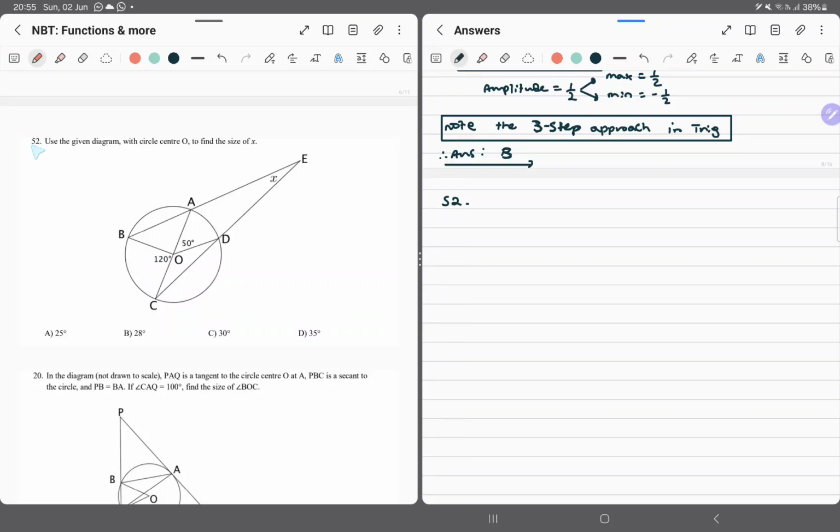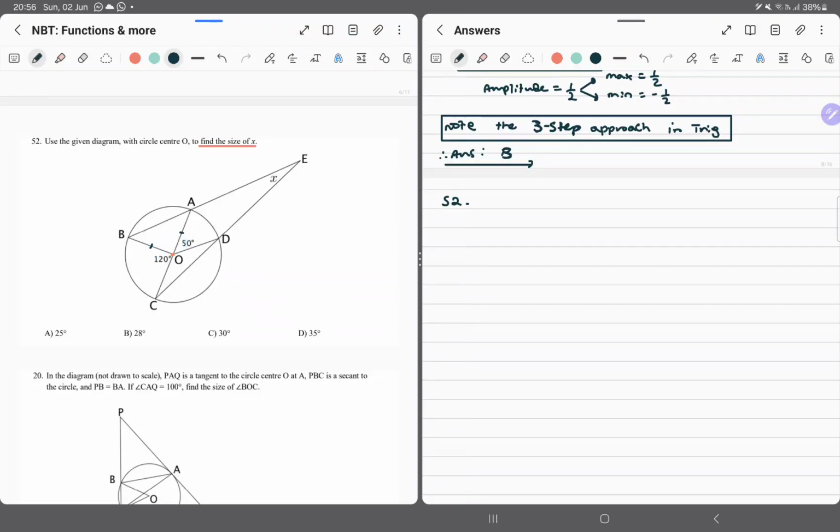Anyway, let's just go. 52 says, given the diagram below, so this is now Euclidean geometry. Some of you are writing this tomorrow, so I hope you will see some of the things you need, if at all they will be applicable. You never know. Use the given diagram with circle center O to find the size of x. Okay, great. So with Euclidean geometry, guys, you work on the diagram, right? I cannot overly emphasize that. If you don't, then you are not serious.